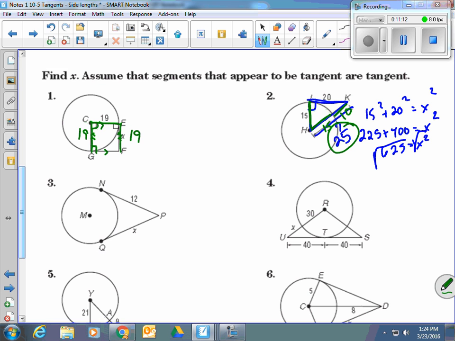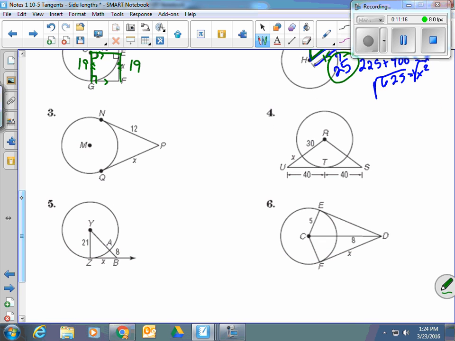Look at number 3. What should you think about when you see a picture like number 3? Party hat. A party hat. Very good. So this line is a tangent. Is this line a tangent? Yes. So congruent. How big is X? Okay, I'm going to give you just a couple seconds. I want you to look at 4, 5, and 6.